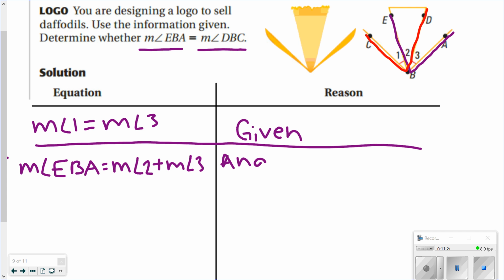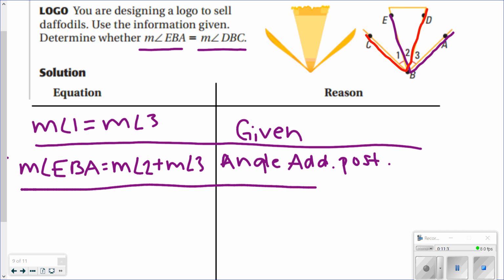So, angle addition postulate. Okay. I also can look at EBA and say, well, if angle 1 is equal to angle 3, then can't I use substitution and change this 3 right here into a 1 because of this statement right here.